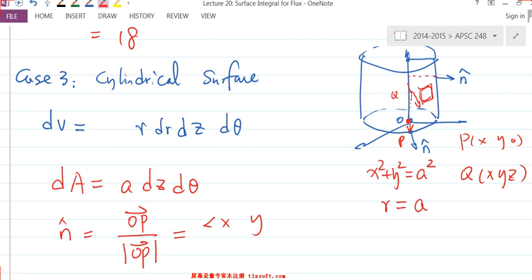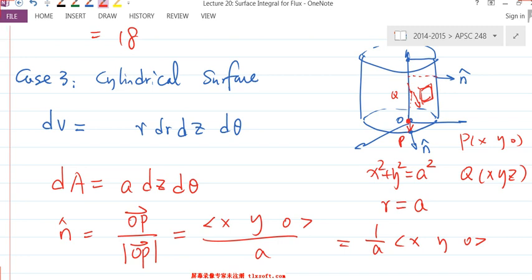Not really, right? They are actually all basically extended; just move the OP up to here. It's the same vector, right? So the vector here is basically x, y, z, 0 over the magnitude of OP. And the magnitude of OP is A. So n hat is 1 over A times x, y, 0.